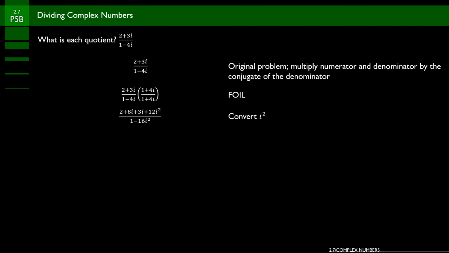Now take your i squareds and simplify them down to negative 1. So 2 plus 8i plus 3i plus 12 times negative 1 over 1 minus 16 times negative 1. So negative 16 times negative 1 is 16, and 12 times negative 1 is negative 12. So we're left with 2 plus 8i plus 3i minus 12 over 1 plus 16. Combine your like terms: negative 10 plus 11i over 17.